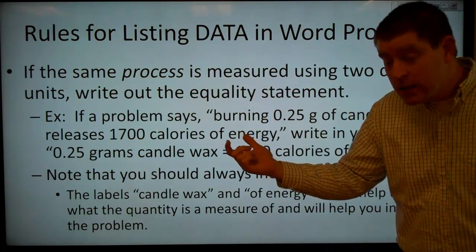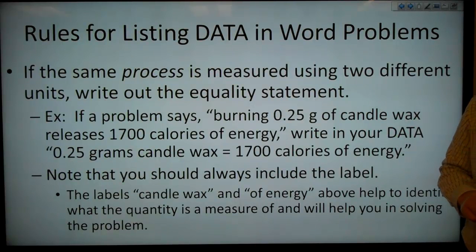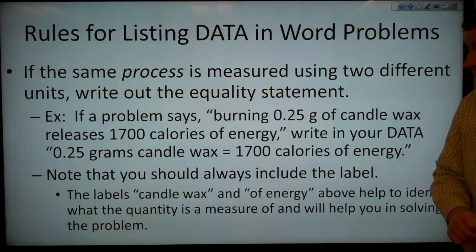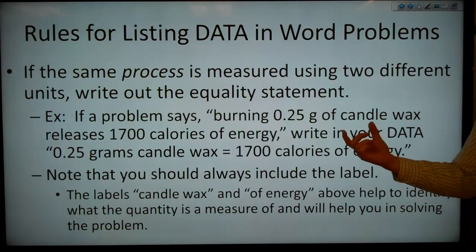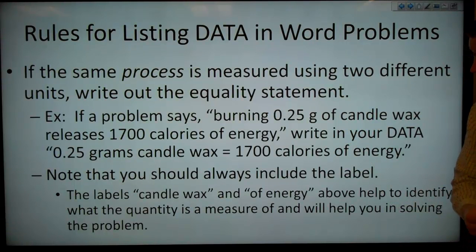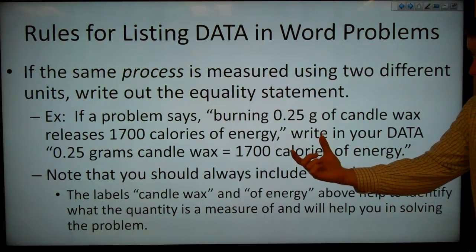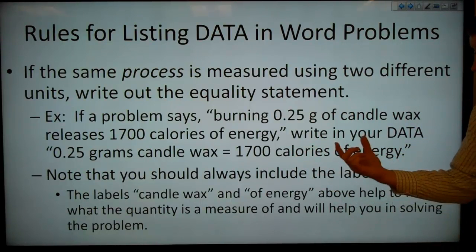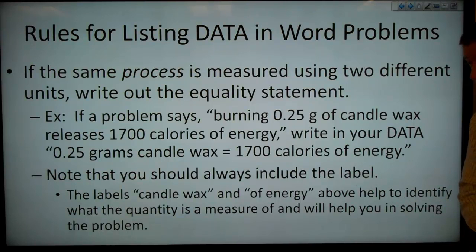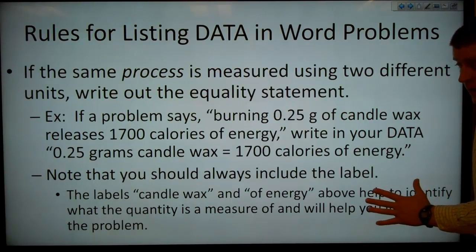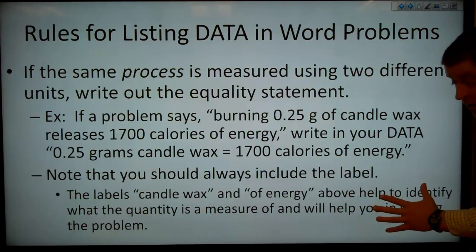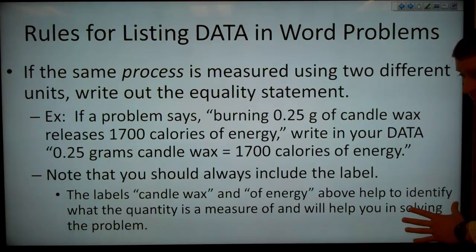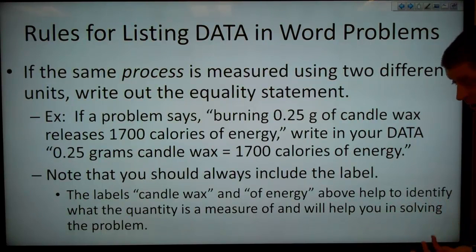If the same process is measured using two different units, then we can write out the equality statement. For example, if a problem says burning 0.25 grams of candle wax releases 1,700 calories of energy, then we can write in the data section 0.25 grams of candle wax equals 1,700 calories of energy. Note that here you should always include the label, and these labels, candle wax and of energy, help us to identify what the quantity is a measure of and will help you in solving the problem.